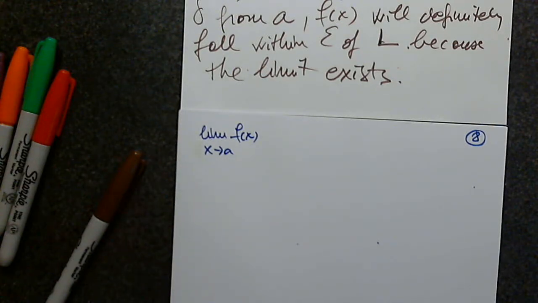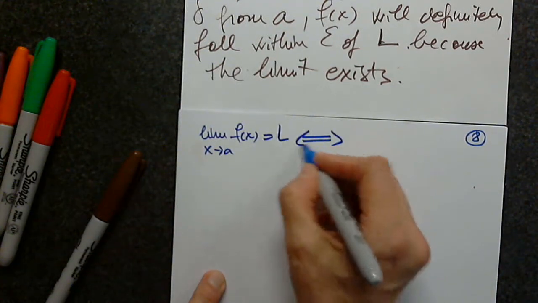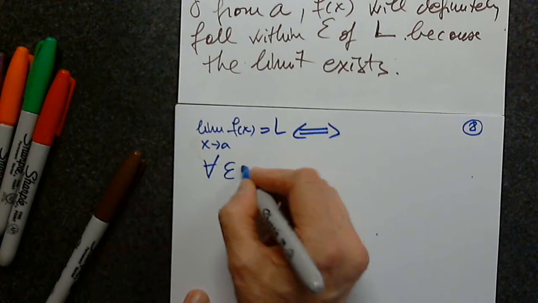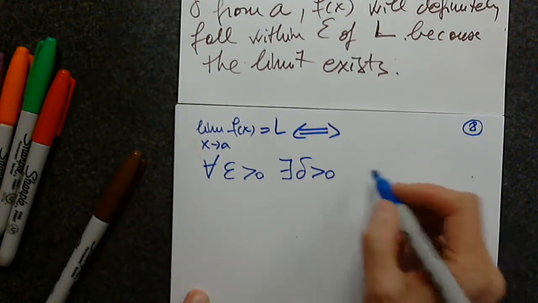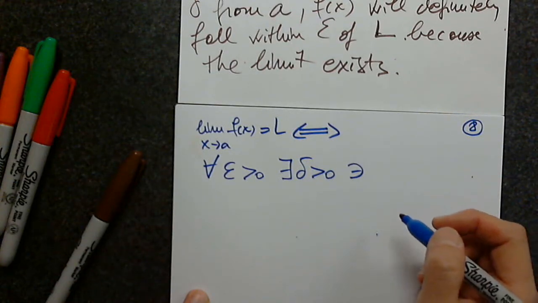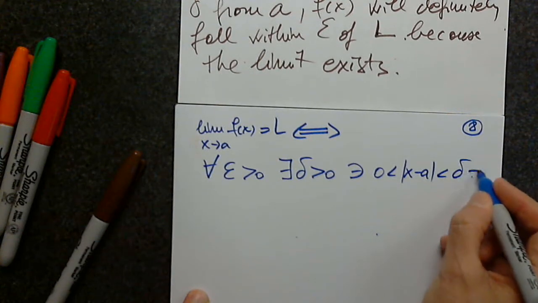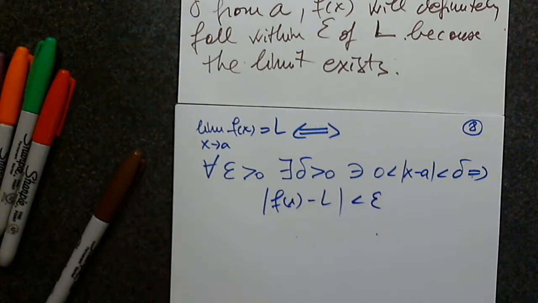I'll explain every symbol, and it's very simple, I think. This is equivalent to exactly the same sentence we just used. For every epsilon greater than 0, there exists a delta greater than 0, such that 0 less than the absolute value of x minus a is less than delta will imply the distance between f of x and L is less than epsilon. And that's it, instead of the whole page.